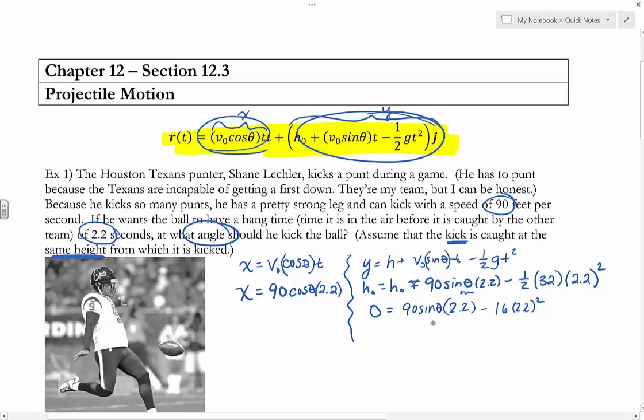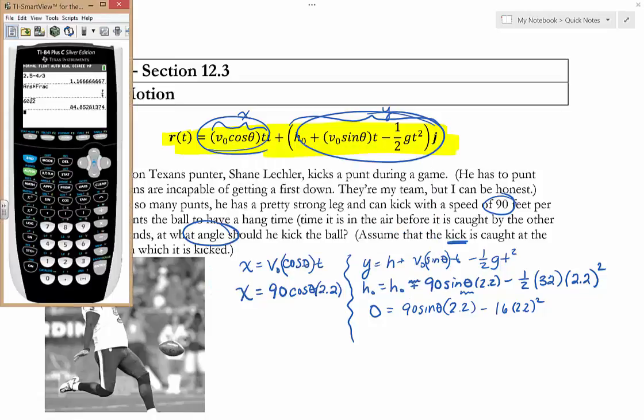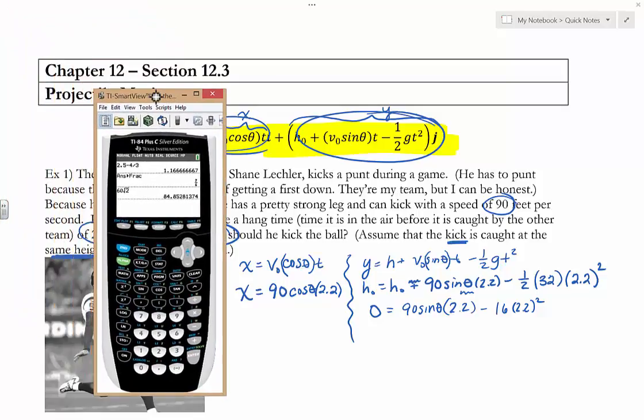Now my only unknown is theta, so I'm going to pull up a calculator here. Now, we're in calculus, and technically when you're in calculus, you really should be in radians. However, we're not actually doing calculus per se right now because we're not taking any derivatives. So it is okay to be in degrees, and that's what I'm going to put us in right here. So we're in degrees, and I want to solve for theta, so I'm going to have the 16 times 2.2 squared come over here.